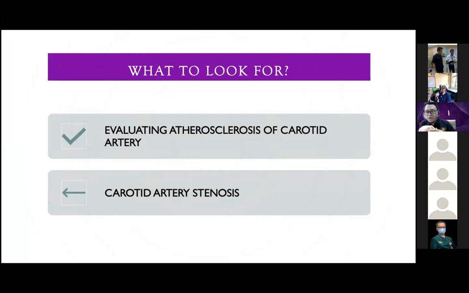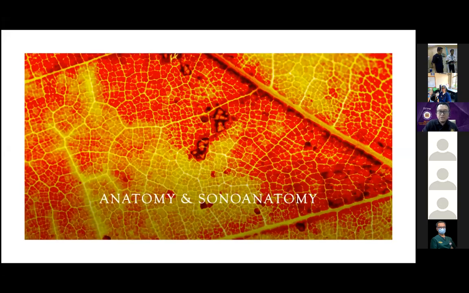And for the purpose of discussion today, I try to simplify a little bit. I think what we want to look for when a patient comes to us with stroke, TIA or syncope. I think these two are major contributors to the development of altered mental state or stroke, for example, which is the atherosclerosis, as well as the carotid artery stenosis. So for the purpose of this webinar today, we just focus on evaluating the atherosclerosis and also the carotid artery stenosis. So now we move on to the anatomy and sono anatomy of the carotid artery.